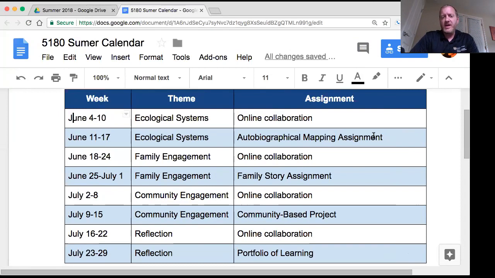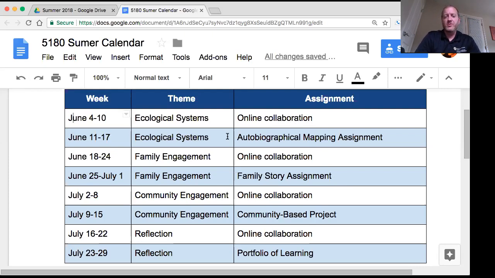As you can see, we've got our 8 weeks. As you can see, the weeks are sort of paired into 2-week themes. And at the end of each 2-week arc, there is a major assignment due. So the first week, our theme is ecological systems. We'll do some readings, we'll watch some videos, and then you'll collaborate with peers in some online way to make meaning and sort of craft your understanding of the ecological systems.